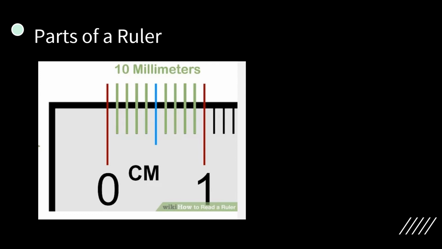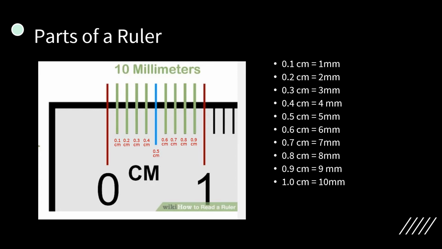Let us now look at how the different lines of a ruler are read. After 0, the first line is 0.1 centimeter, then 0.2, 0.3, 0.4, 0.5, 0.6, 0.7, 0.8, 0.9 and then it becomes 1. This is how 0 to 1 is read on a ruler. 0.1 centimeter is 1 millimeter, 0.2 centimeter is 2 millimeter and so on.